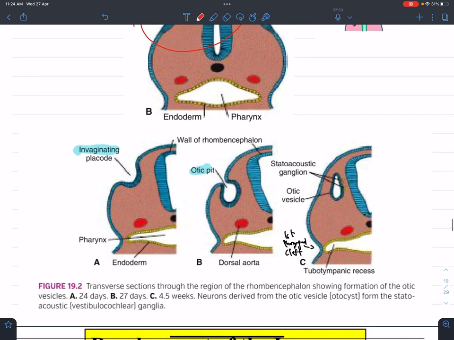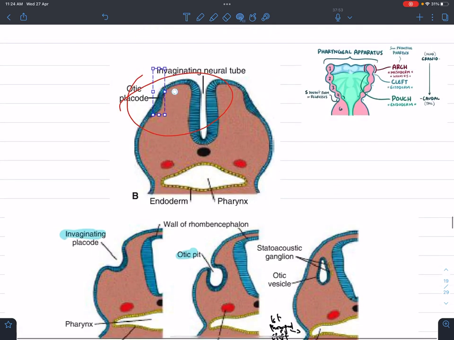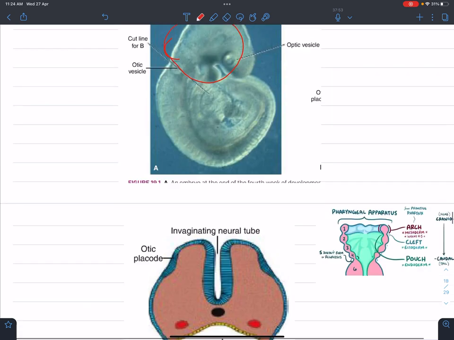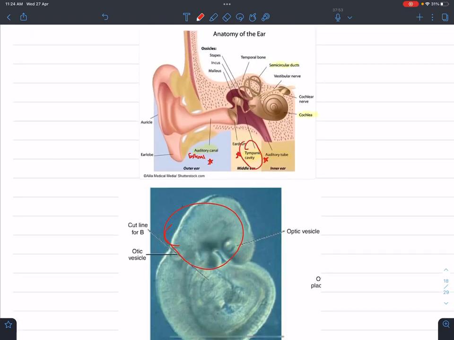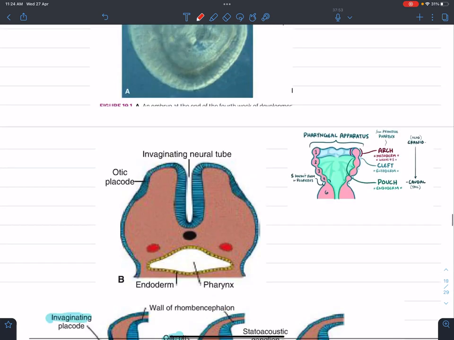So now let's look at the development of both the middle and the external ear. What did we say the middle ear was composed of? The middle ear was composed of the tympanic cavity and the auditory tube. Let's see how it's formed.